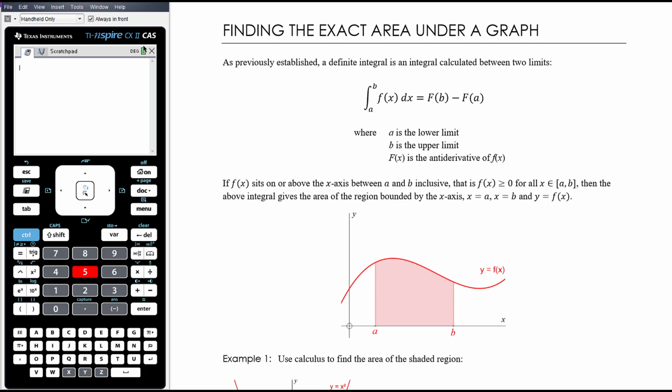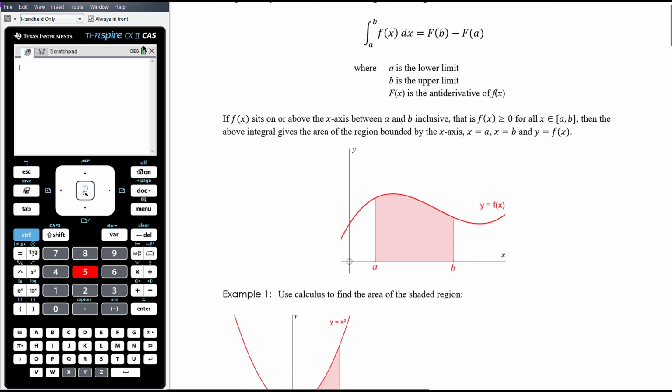Okay, so finding the exact area under the graph. As we previously established, a definite integral is an integral calculated between two limits. So if we calculate the integral of f of x from a to b, we do that by finding the antiderivative of f of x, which is capital F of x, and we substitute b into that, and then subtract what we get when we substitute a. So we've already looked at the algebra of how we evaluate the definite integral. Today what we want to do is connect that to area.